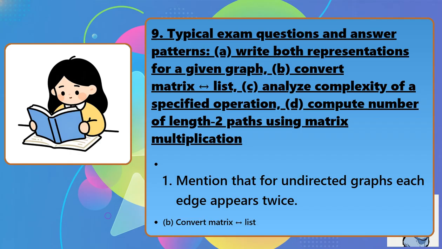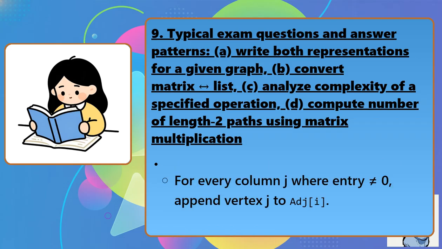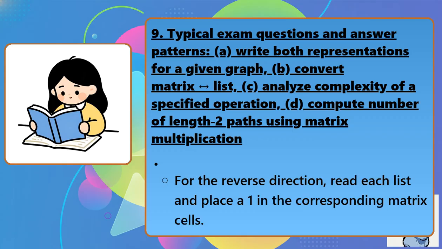(b) Convert matrix to list. Prompt: convert the following adjacency matrix to an adjacency list. Answer pattern: scan each row i. For every column j where the entry is not 0, append vertex j to the list for i. Write the resulting lists. For the reverse direction, read each list and place a 1 in the corresponding matrix cells.